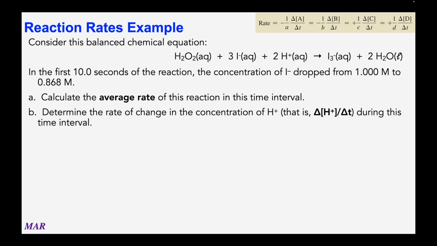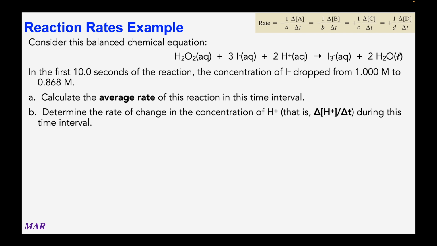And we can use that information to calculate the average rate of this reaction during this time interval. We're also then going to take that average rate and figure out the rate of change of concentration of the H+, i.e. we're going to find a specific rate, a specific speed for another chemical, another reactant, which is H+, during this interval.